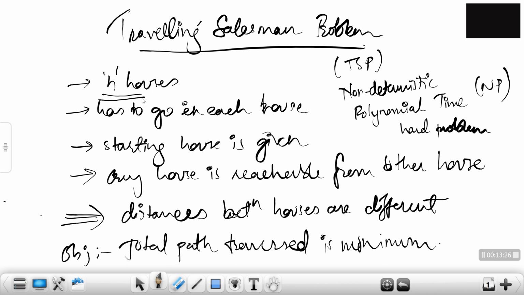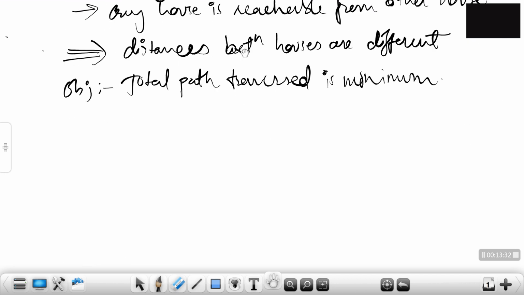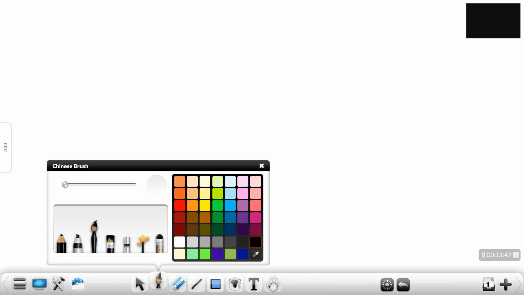So let's take a small example. Let's suppose we have 7 houses, and numerous paths are possible between houses. I'll just draw those houses: 1, 2, 3, 4, 5, 6, 7.